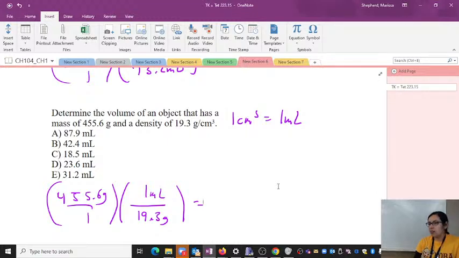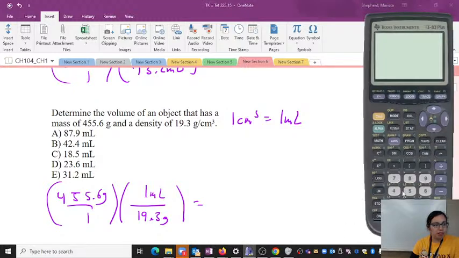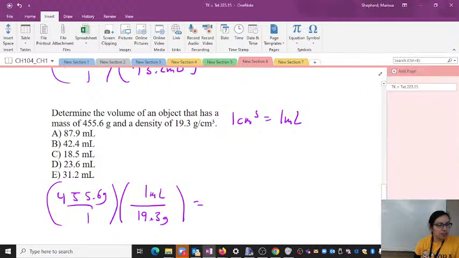I hear some D's, some nods, looking in the chat. So D, thank you, chat. So 23.6 milliliters. I know you weren't given a choice on sig figs, but of course you can see that 3 sig figs was appropriate from our density.